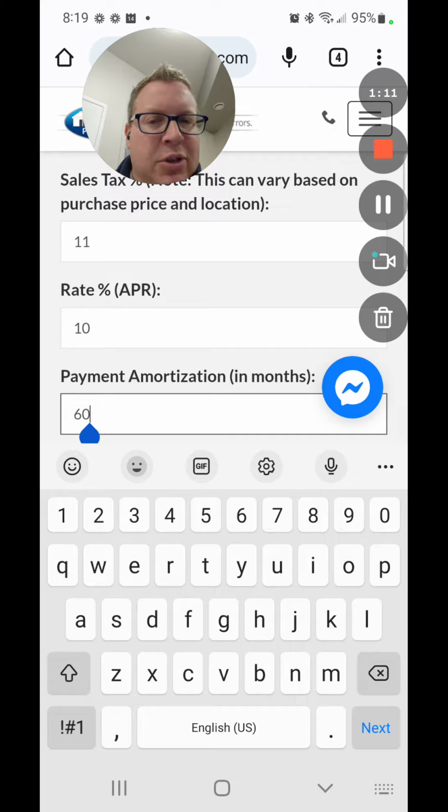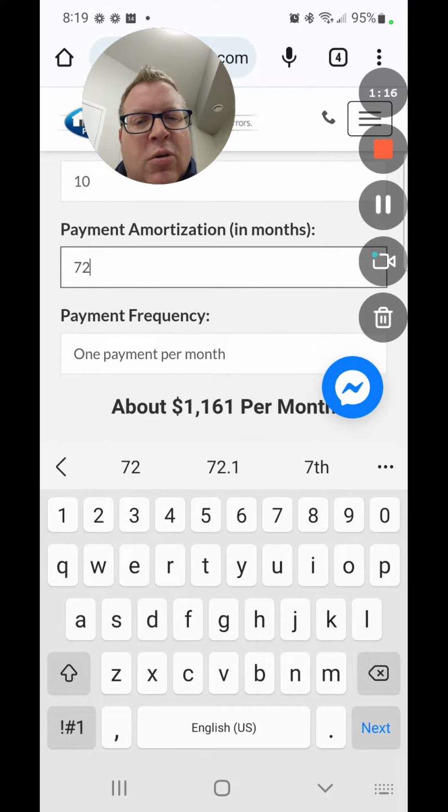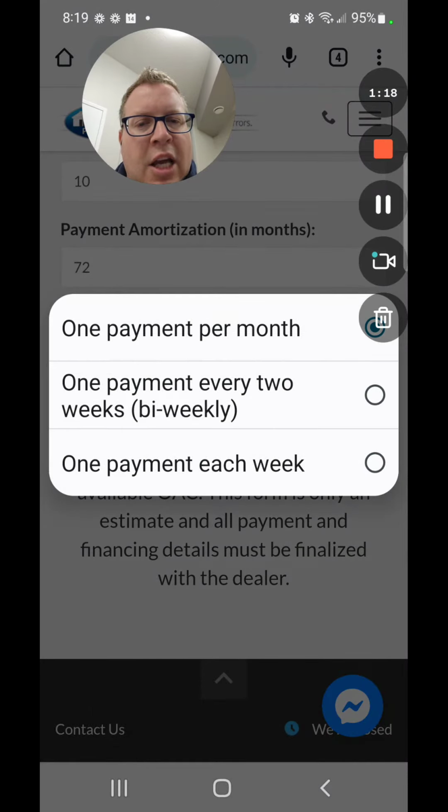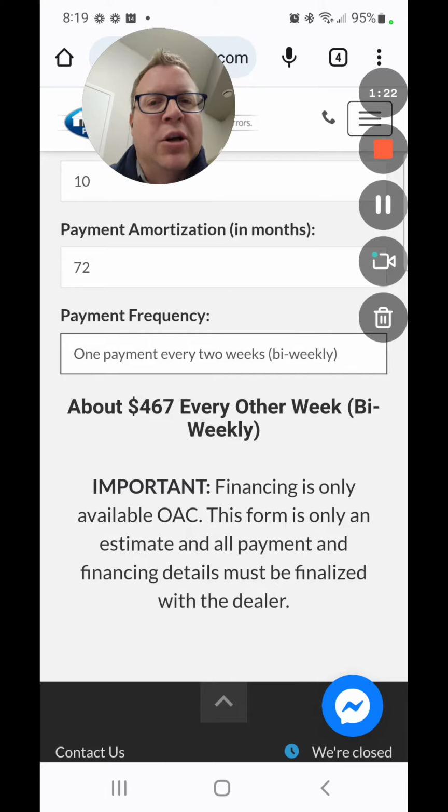This is for 5 years, so 60 months. Let's put it for 6 years, for 72 months. And we're going to go with a bi-weekly payment again. So that's $467 every other week. And that's how you can use a payment calculator to try to understand how much your payment would look like on any given unit on our lot.